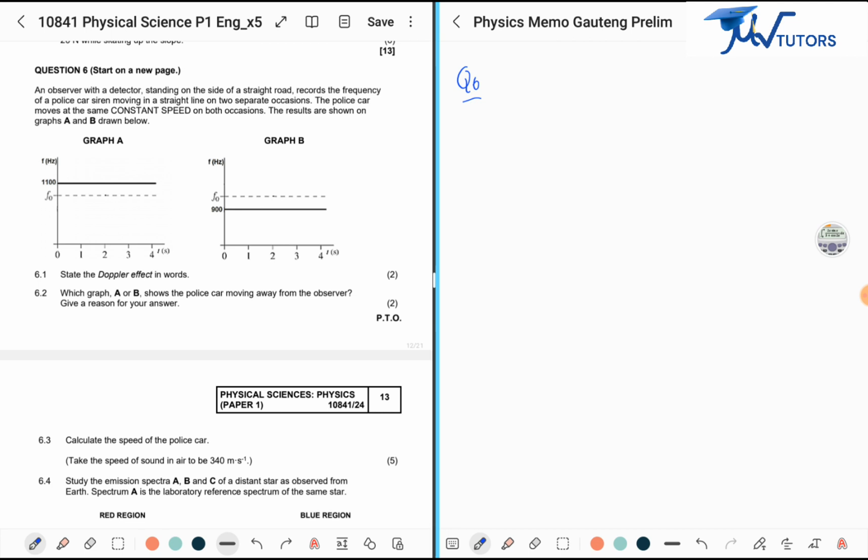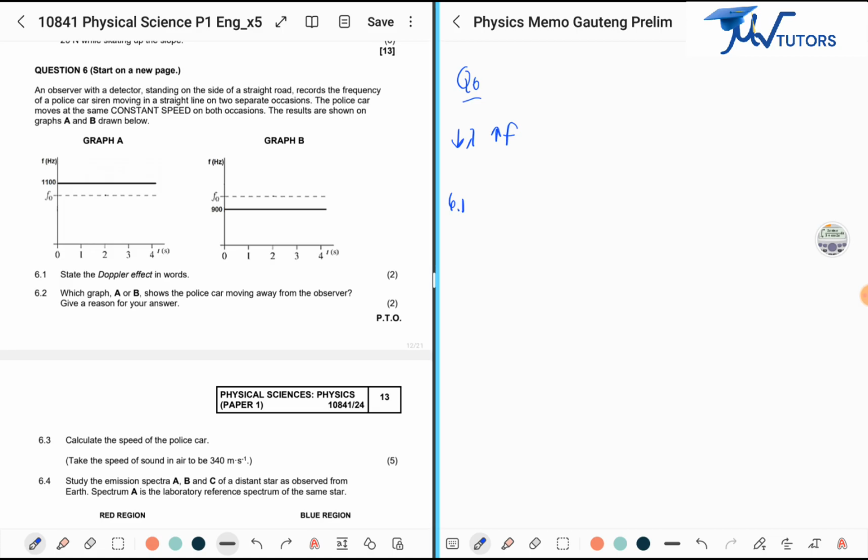So we can see over there the frequency that was heard by the observer or the listener is 1,100, and then graph B, it was 900. So we can see approaching is graph A, moving away or leaving is 900, because as the sound approaches the observer or the listener, the waves are compressed. Okay, and if the wavelengths are compressed, it means the frequency has increased. And then the opposite happens, moving away. Alrighty, anyway, 6.1, state the Doppler effect in words.